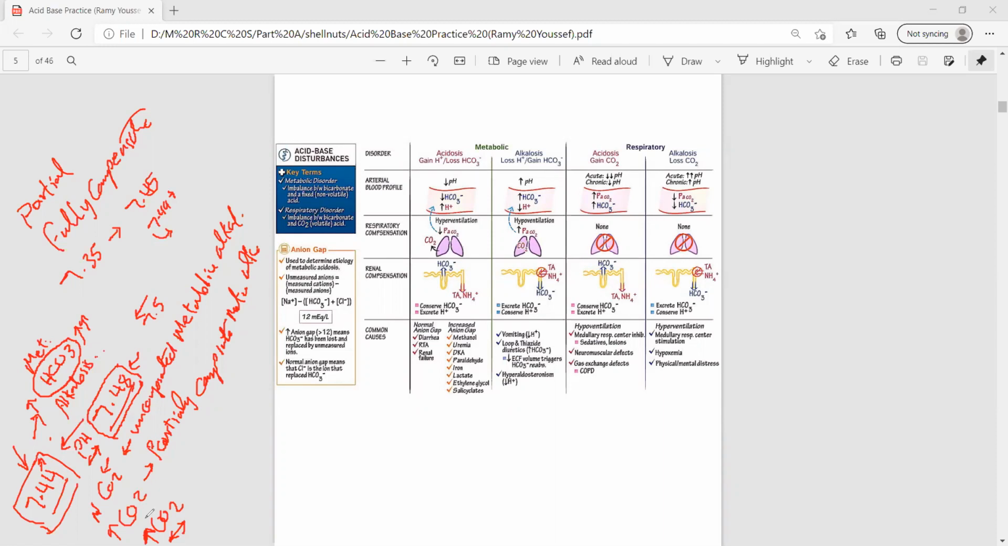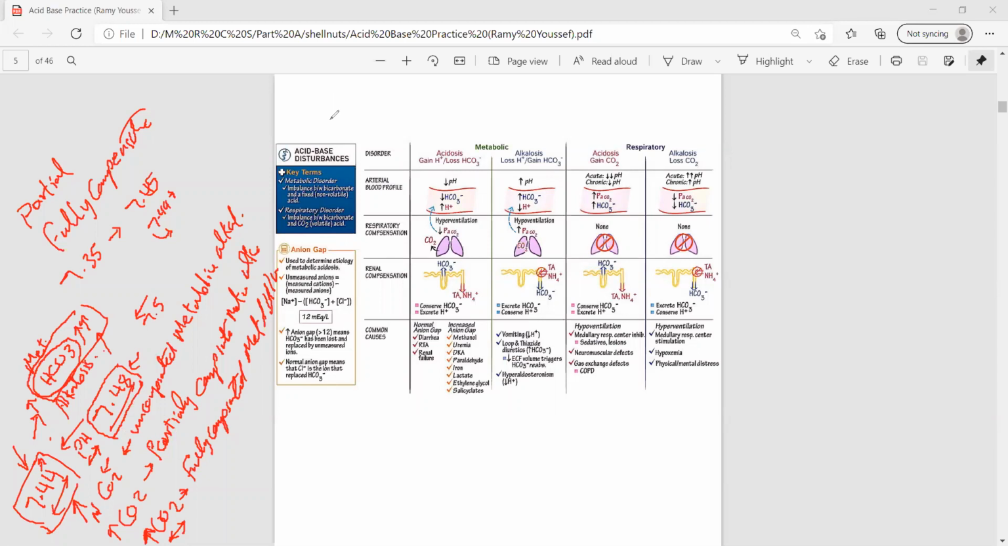And I found the CO2 high. So this is what we call fully compensated metabolic alkalosis. As I have the HCO3 high, this is an alkalotic condition, and then I found the CO2 start to be high, just to compensate for the alkalosis. So I can say this is fully compensated metabolic alkalosis.